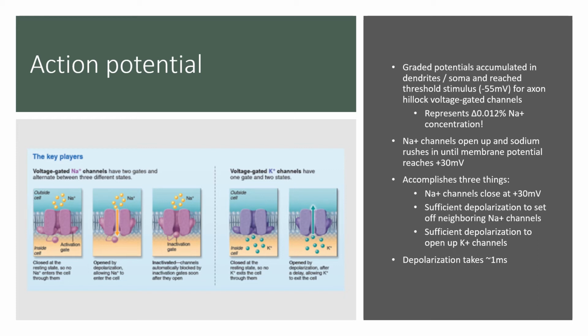Now, another thing is happening. At that positive 30 millivolts, turns out that that's the on switch voltage for potassium channels to open. This whole process, you have enough graded potentials added up to hit threshold voltage at the axon hillock. Sodium channels open, sodium rushes in, sodium channels close, potassium channels open. Signal gets transmitted to the next downstream channels. That takes a millisecond. It's a super fast process.